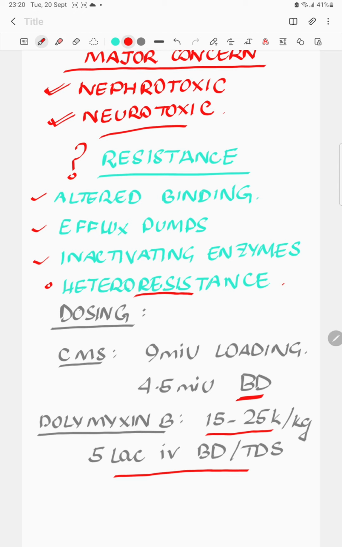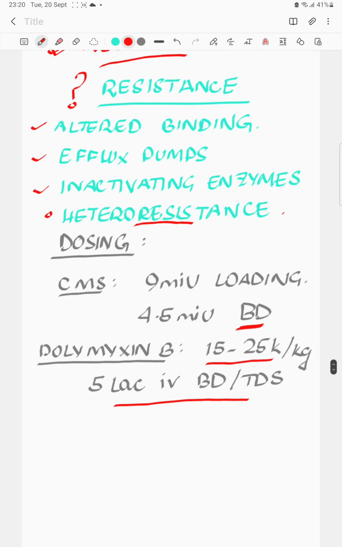In the presence of renal failure, CMS needs dose modification, whereas polymyxin B can be used without any dose modification.